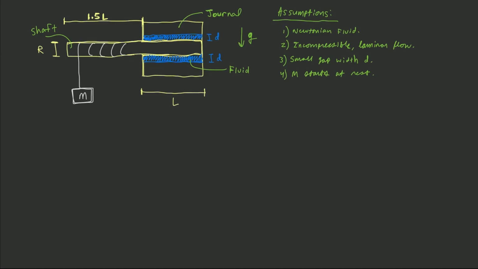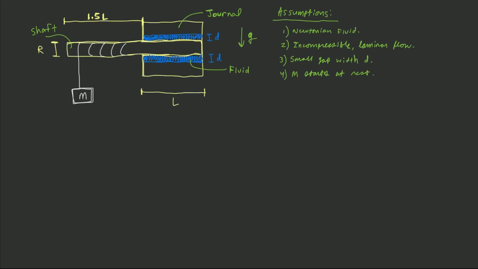So to begin, let's look at some of our fundamental assumptions. Our first fundamental assumption is that we're dealing with a Newtonian fluid. Our second is that the fluid is both incompressible and laminar. Our third is that we have a small gap width d such that we can assume a linear velocity profile in the fluid. And our fourth is that our mass m starts at rest.